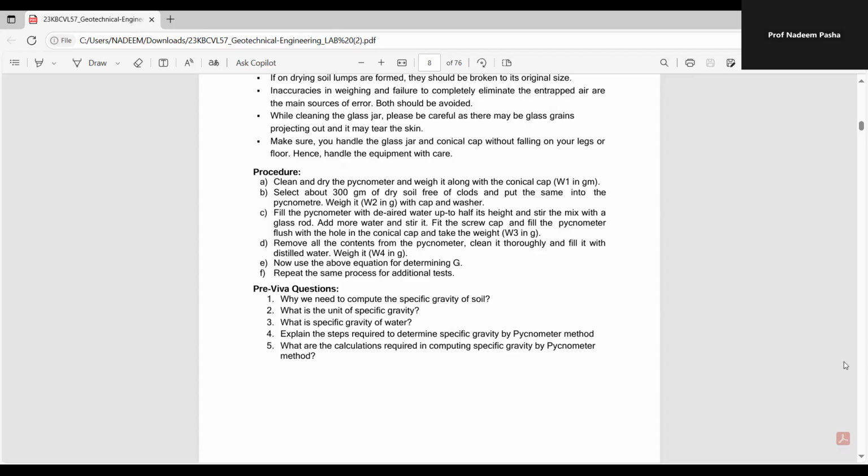After that, what you have to do, you have to completely remove the contents from the pycnometer and clean it thoroughly and fill it again with the distilled water. That will be W4 gram.